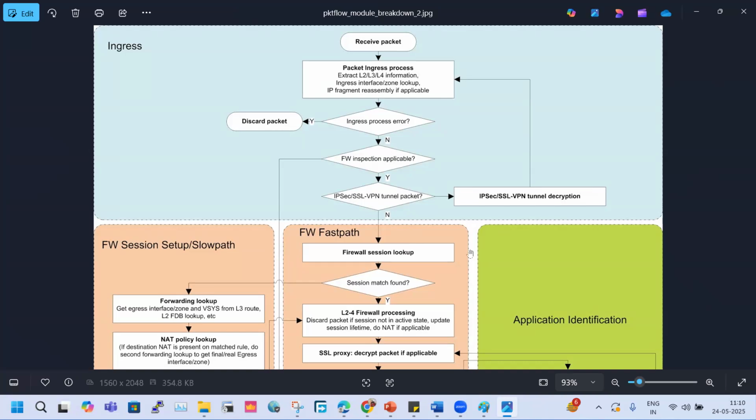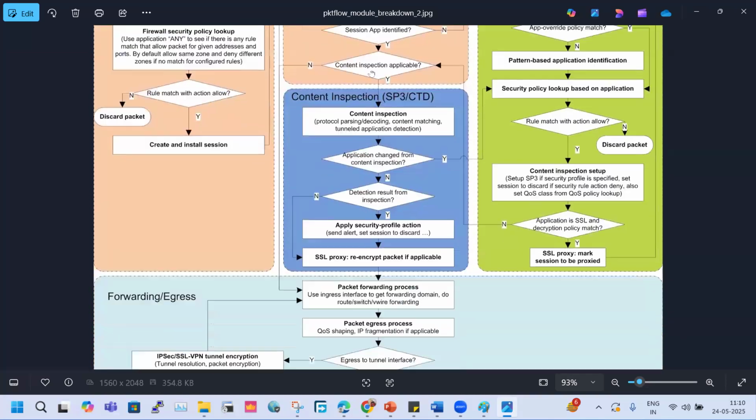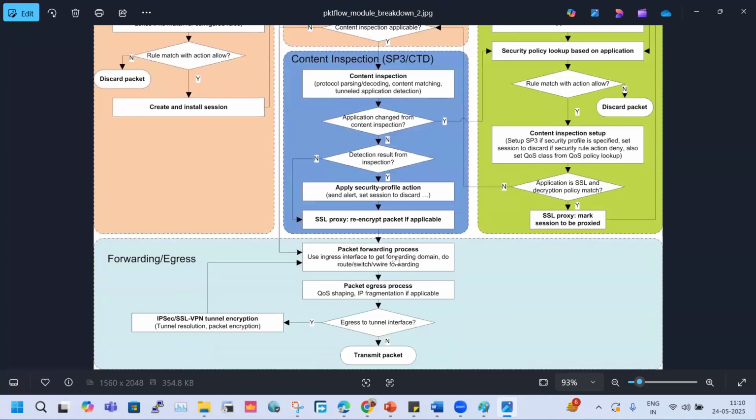Since the packet is decrypted and it has fetched all the values, our firewall inspection will not be applicable in this case, because we have already done the decryption. So it will drop down and come to this stage, forwarding. It will go to the egress stage.